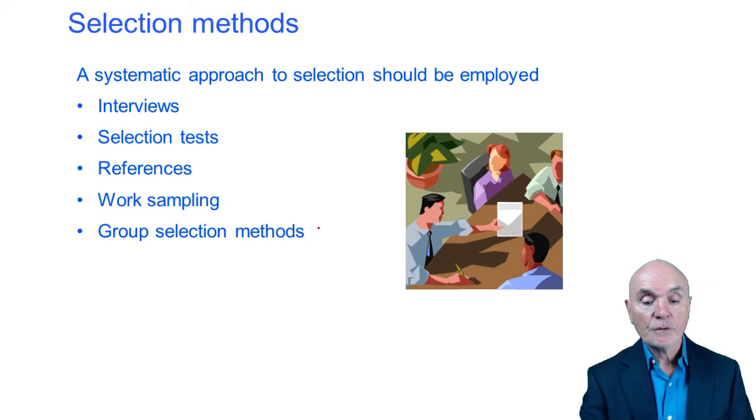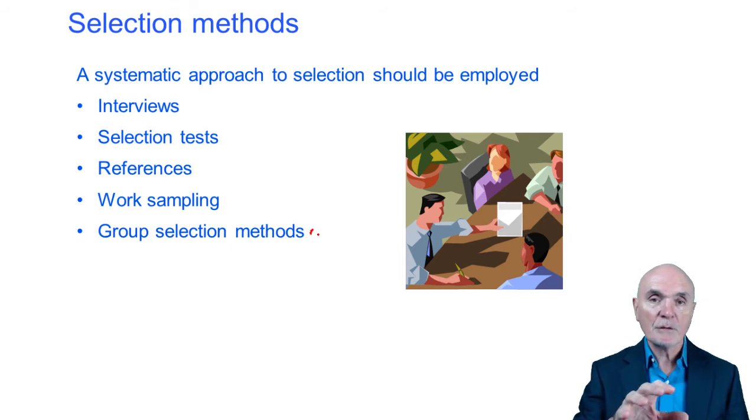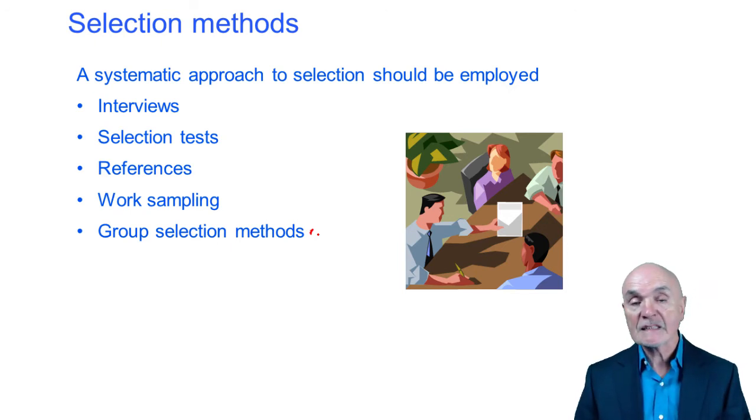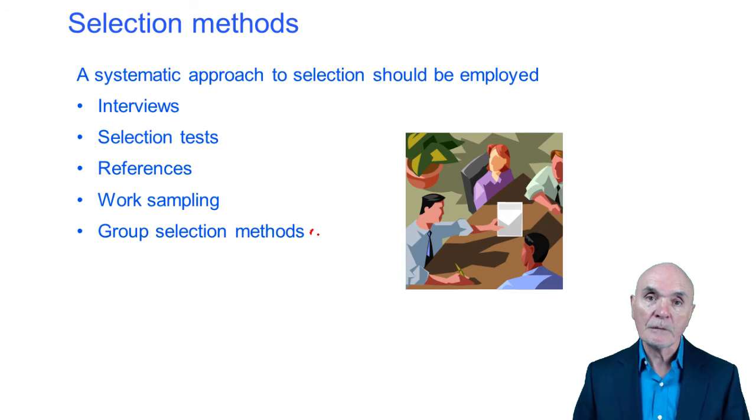And then finally there's group selection methods. These tend to be very expensive methods employed for relatively senior recruitment or recruiting people who are going to be in a very fast track, accelerated promotion track. Basically, you maybe get 12 people together. Everyone goes away for a kind of weekend, and they're given a whole variety of tasks to accomplish.